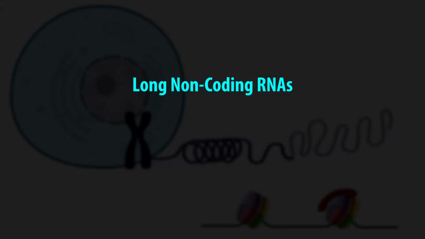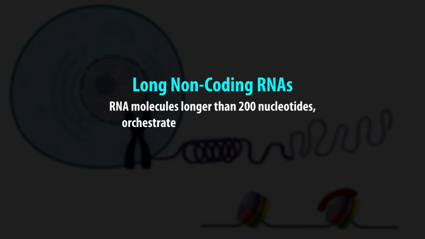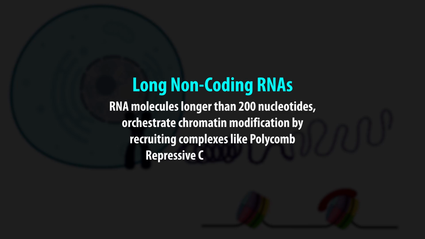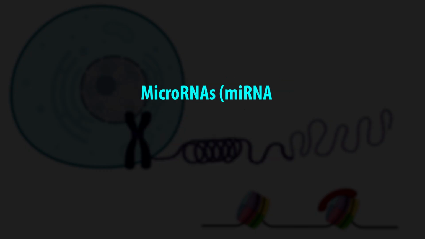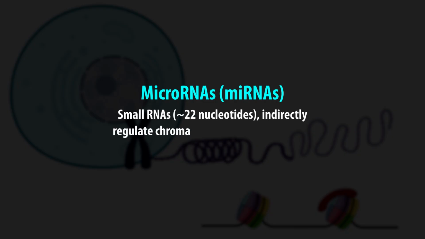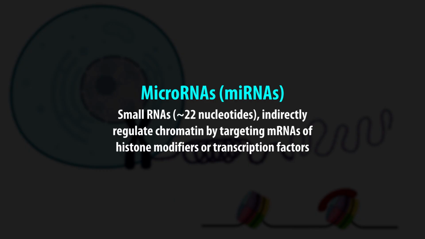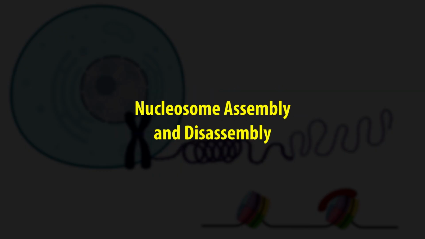Next is the long non-coding RNAs. RNA molecules longer than 200 nucleotides orchestrate chromatin modification by recruiting complexes like polycomb repressive complex 2, or the PRC2. Second are the microRNAs, or the miRNAs. Small RNAs around 22 nucleotides indirectly regulate chromatin by targeting the mRNAs of histone modifiers or transcription factors. Now, we will see the nucleosome assembly and disassembly.